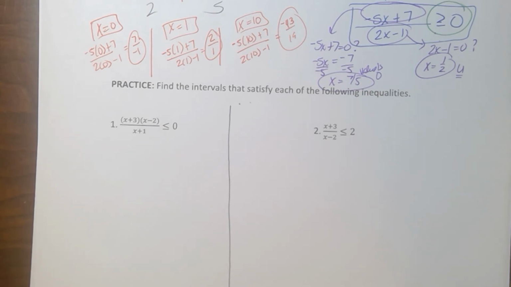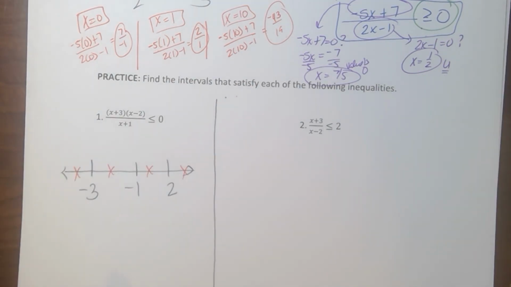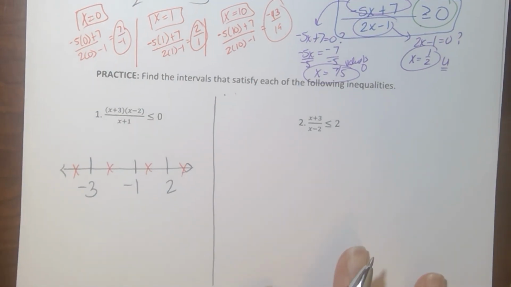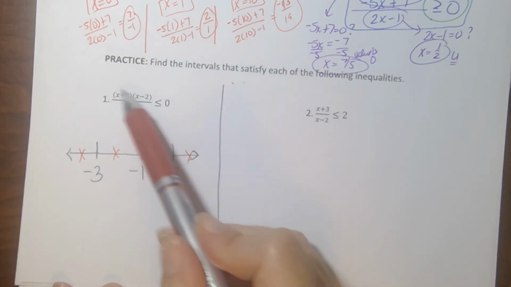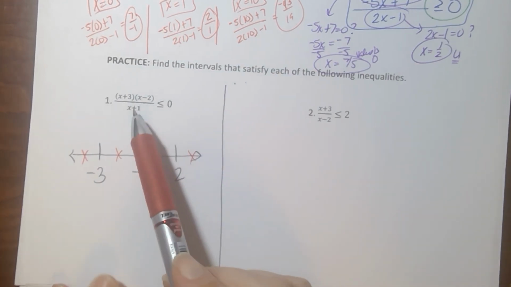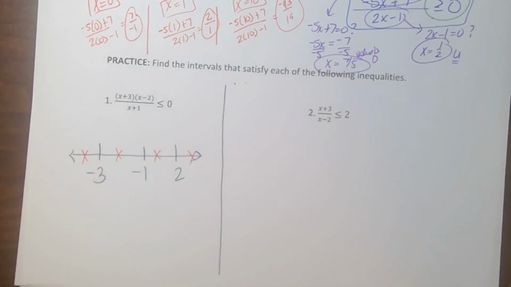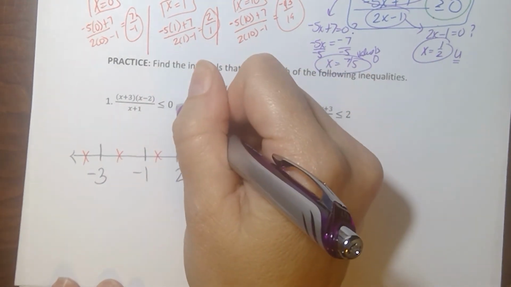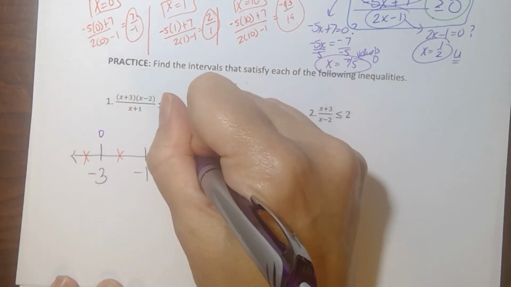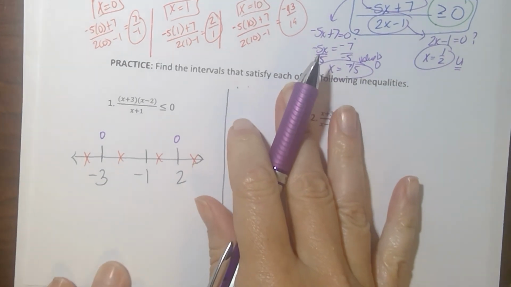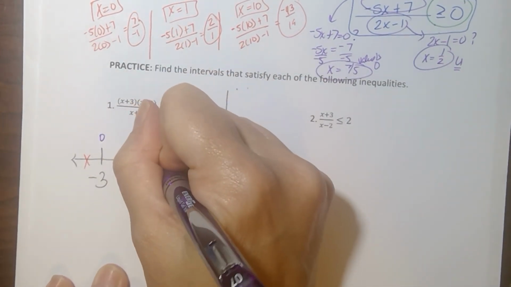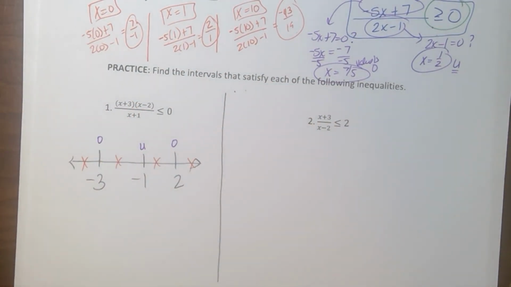I encourage you to pause the video right now and see what you can do on your own, then come back to see what we do together. I got a little bit of a head start for us on number 1. Because this is already factored, I can see that from my numerator, I have the zeros -3 and +2. So those are function values of 0. From my denominator, I will have a 0 at -1. And because that's in the denominator, that's a place where my function is undefined.